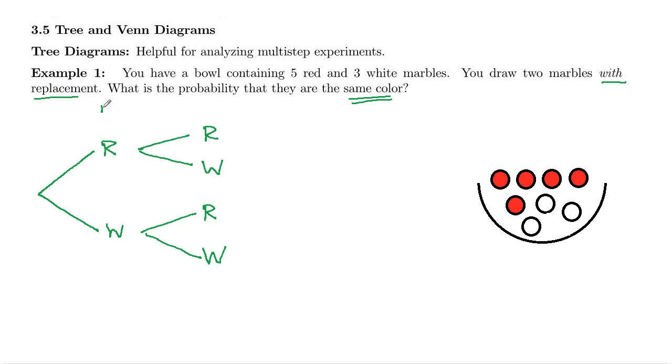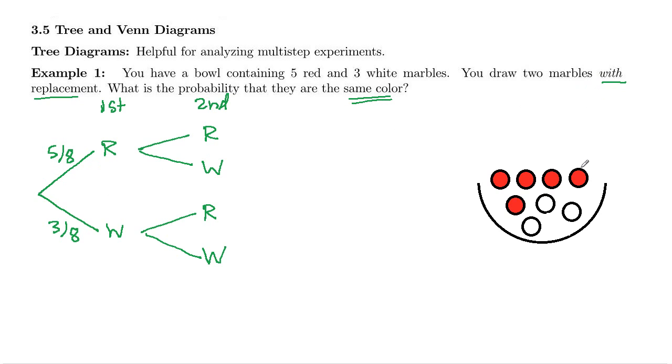So for the first draw, probability of drawing a red, well, there are 5 red ones out of 8 total. Desired out of total, 5/8. Probability of drawing a white, 3 white ones out of 8 total, 3/8. And then notice how 5/8 and 3/8 add to 8/8 or 1. So every split, the probabilities have to add to 1.